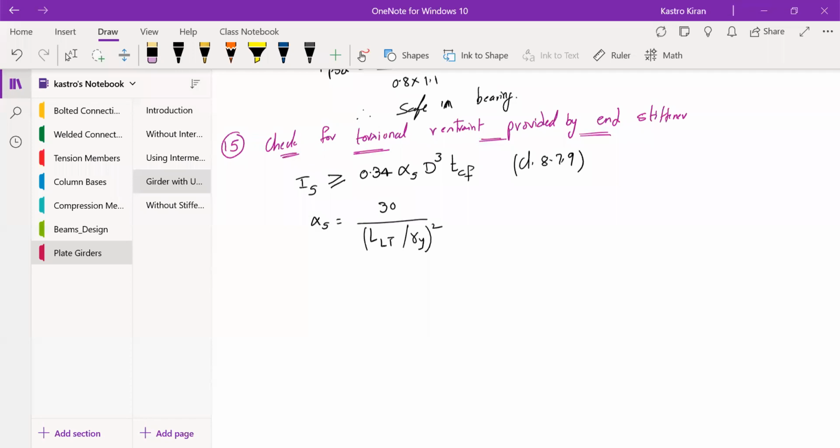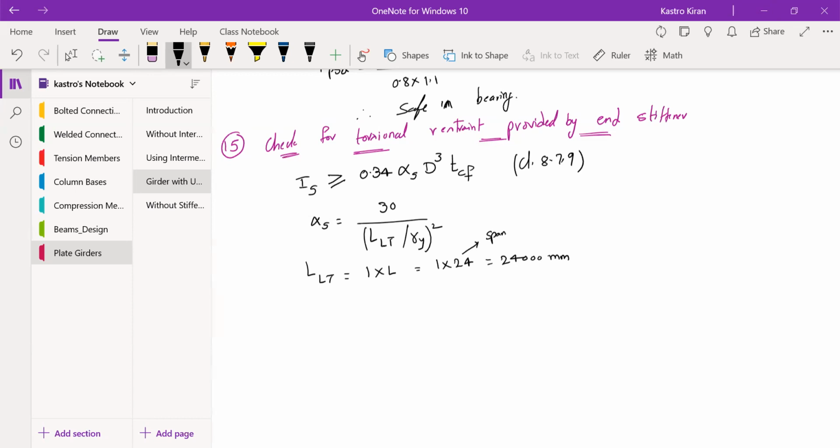Now, how will you find out the value of LLT? LLT is usually taken as the length of the girder, which you can take directly. So how do you take that? It is 1 times L, that is length of girder or span of the girder. The span of the girder which is given in the question is 24 meters. So that will be 24,000 mm. So remember, this is the span of the girder.